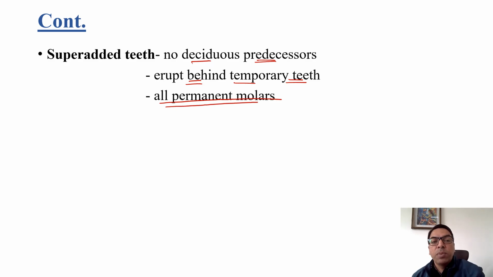How many superadded teeth do we have? They are 6 in each jaw. That means 6 into 4, 24. Total 24 superadded teeth we have.